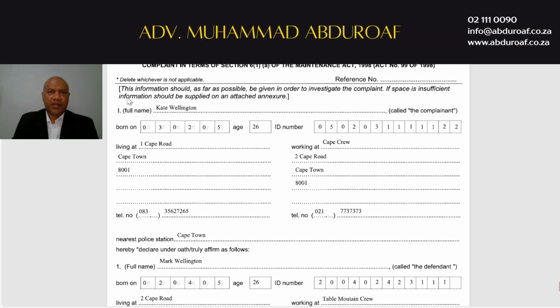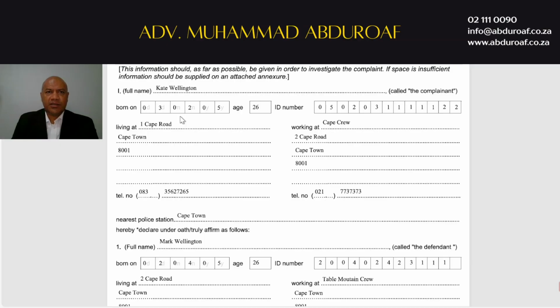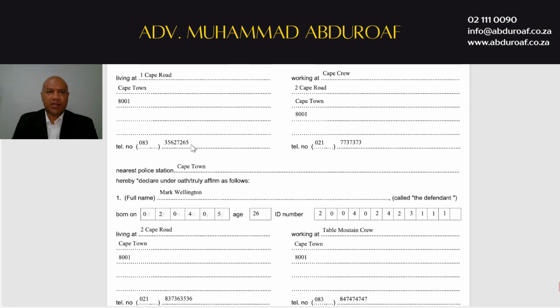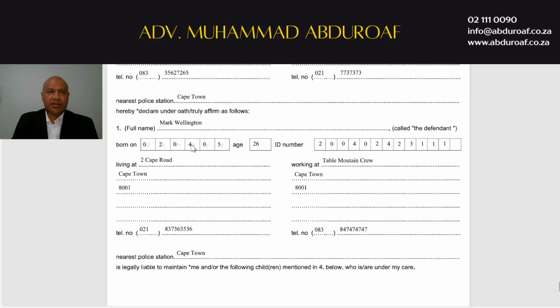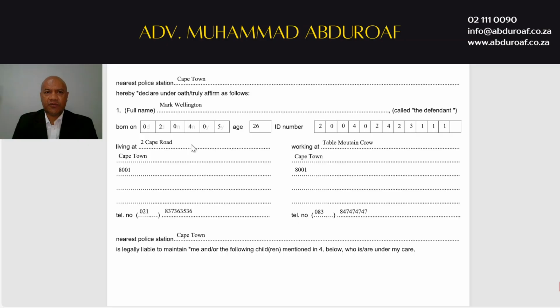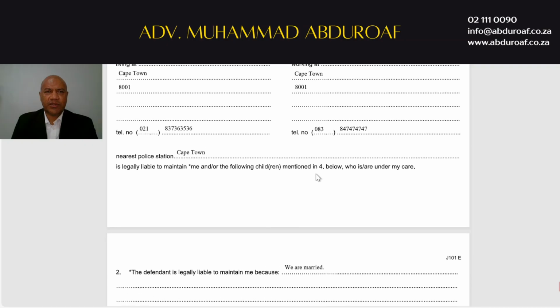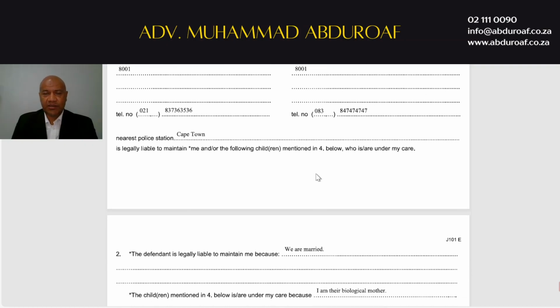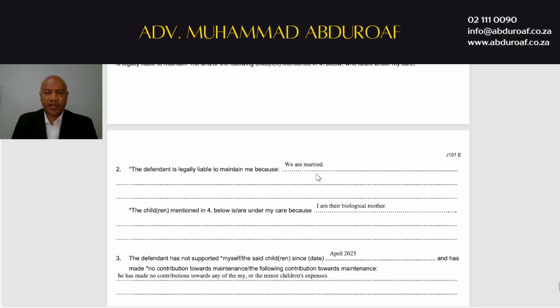You start off with providing your name, in this case, Kate Wellington, your date of birth, ID number, work and residential details, contact numbers. And the next part, you deal with the party who has to pay the maintenance. In this case, it would be the spouse and the father of the children referred to below. You do the same: home address, work address, contact numbers. If you want to, please insert the email address as well. It may be useful.